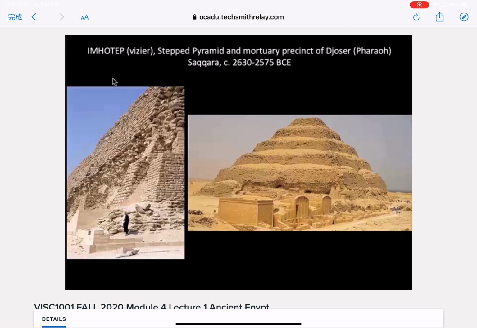And the vizier is sort of like the second in command, diminishing size that are stacked one on top of the other. That's why it looks like a staircase.